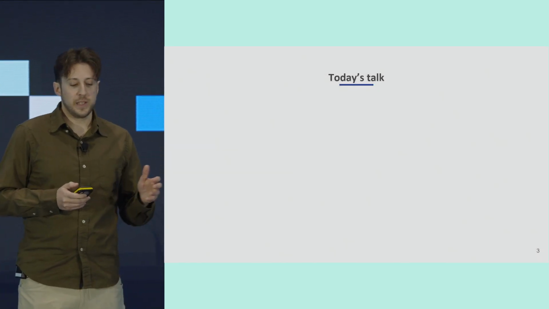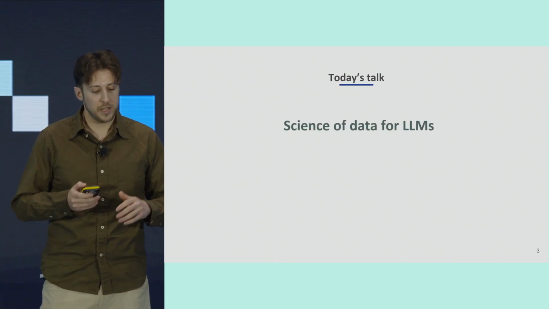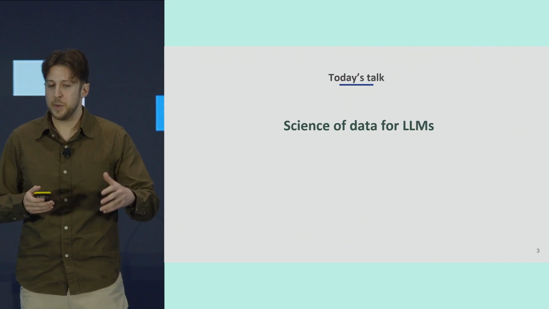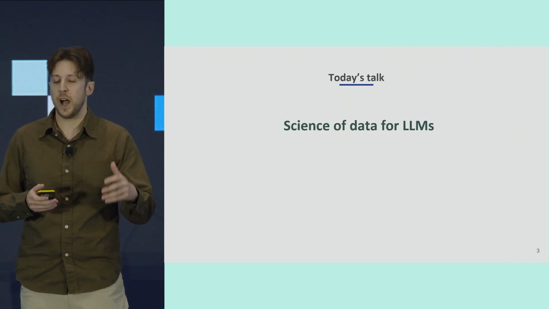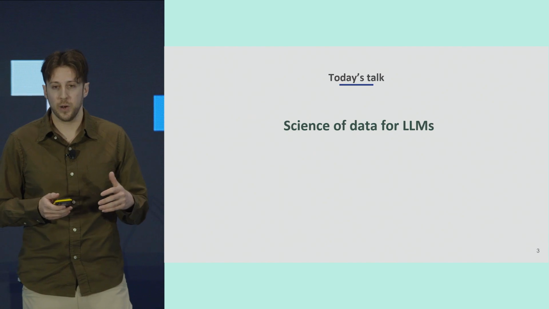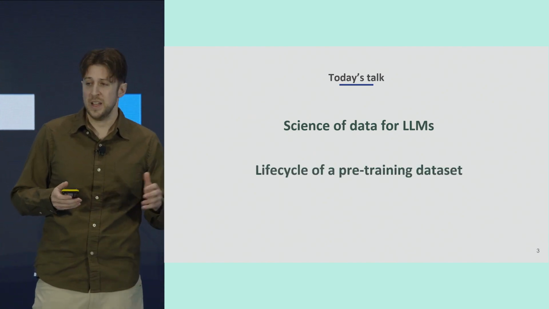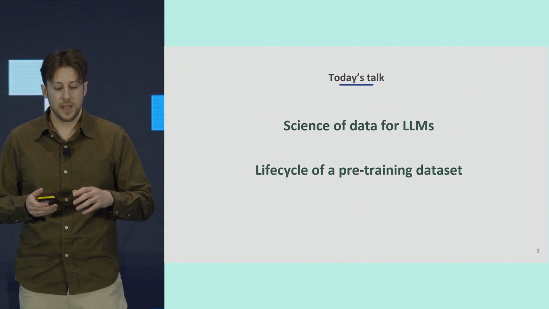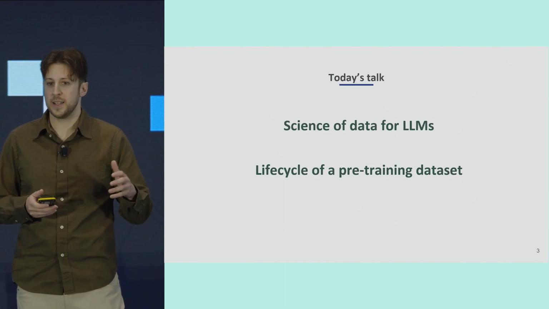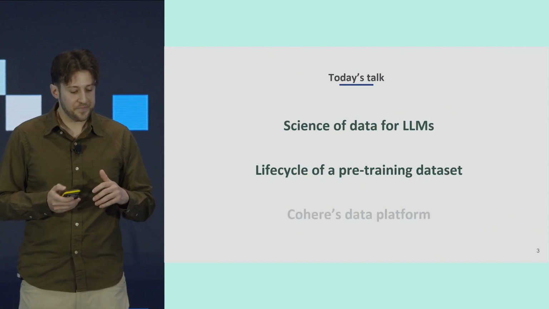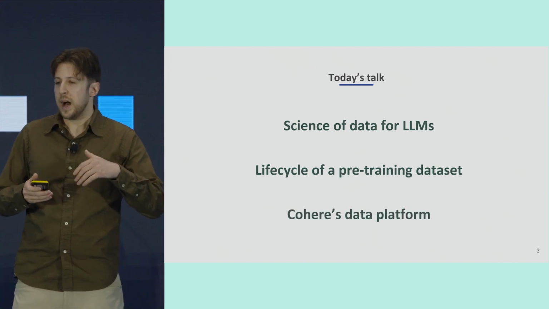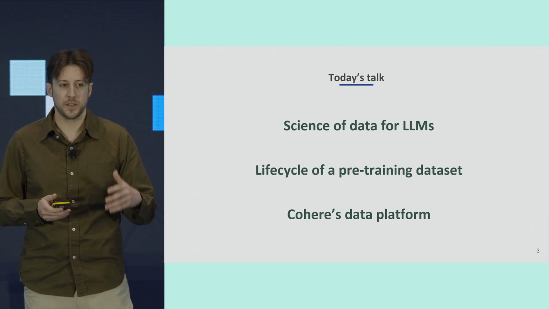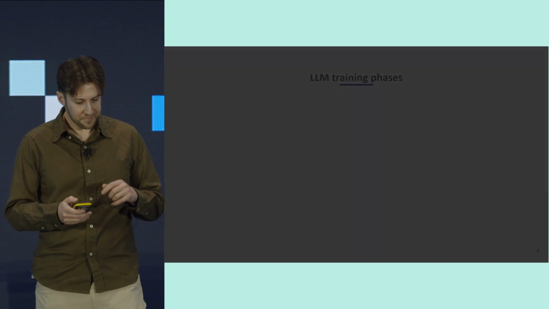So today's talk is really going to have three main sections. First, we're going to talk about the science of data for LLMs. So how to think about the role of data in creating really high performance and highly capable LLMs. Then we're going to talk about the life cycle of a pre-training data set, so the common stages that these pipelines go through in order to build out the data sets that make the data usable for training. And then we're going to talk about the Cohere data platform and some of the things we've built that might be really helpful for you as you're building out your own data platform.